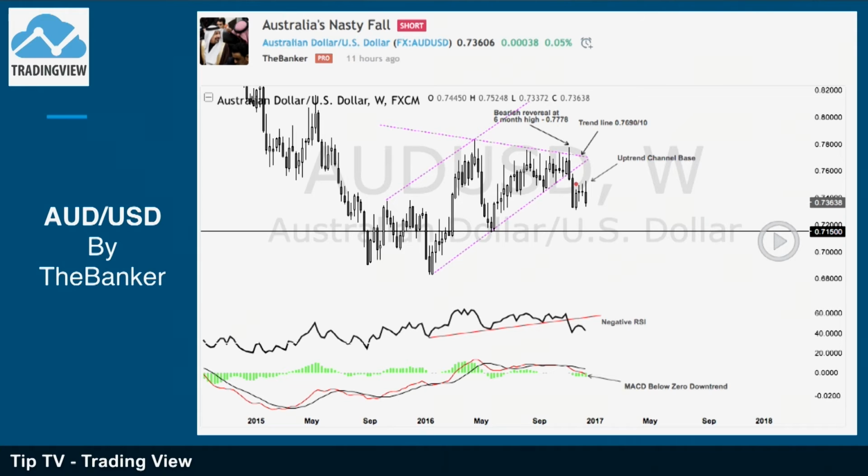So, we've got the break there at the neck. We've got the negative RSI and the MACD turning down as well. I can't argue with that.